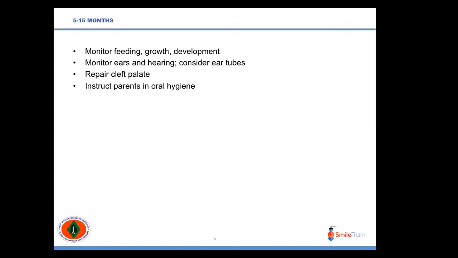Monitor the ear and hearing, and we consider ear tubes at this age. This is the time the cleft palate is also repaired. We look at it and see what we need to do. And then at this age also, the baby teeth have started erupting. So we need to instruct the parents in oral hygiene, because this is very key to the growth of these babies.